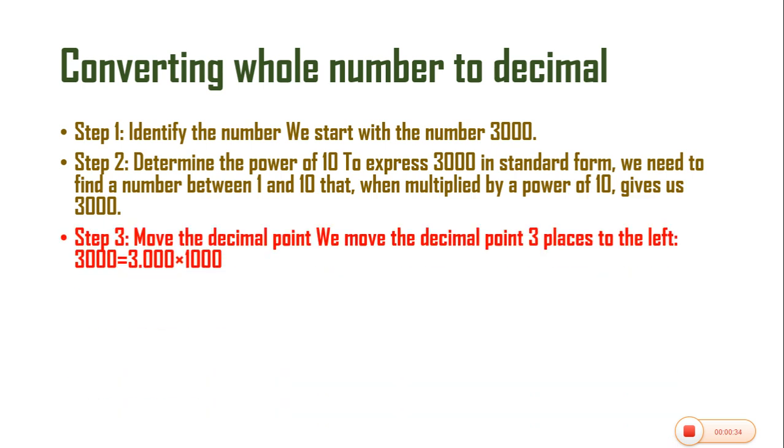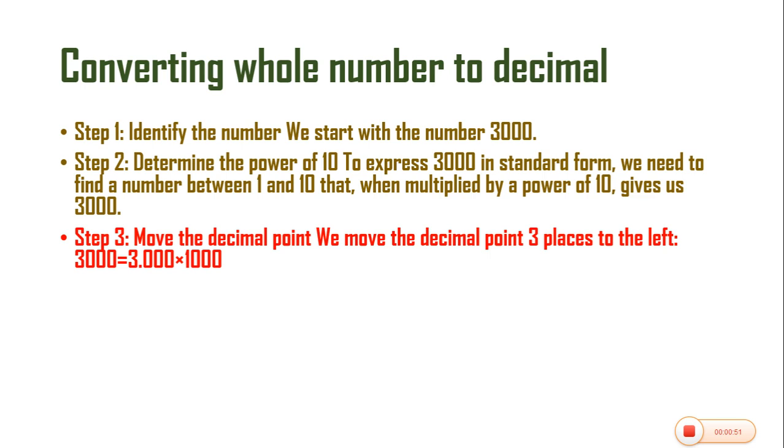Step 3. Move the decimal point 3 places to the left. Now moving 3 places to the left for 3000. 3000 has 4 digits. We'll subtract 1 from 4. We have 3. So that is why we're moving the decimal 3 places to the left.